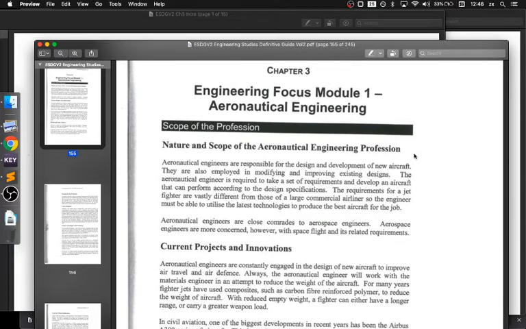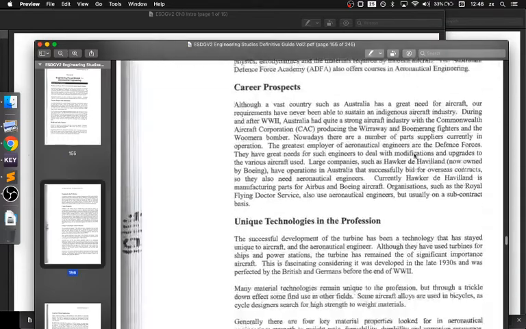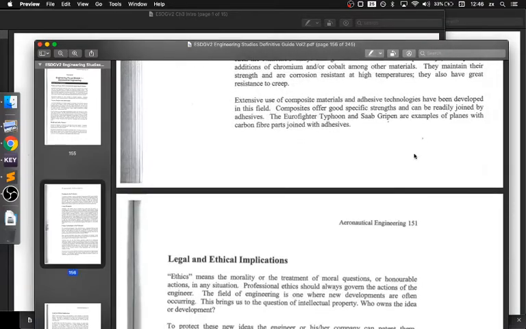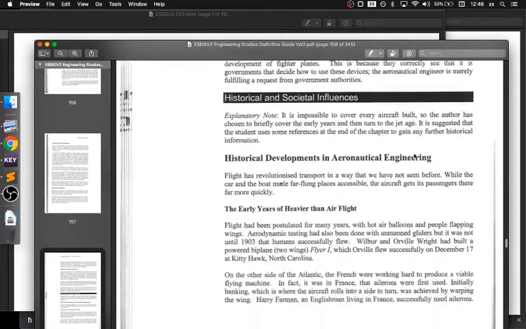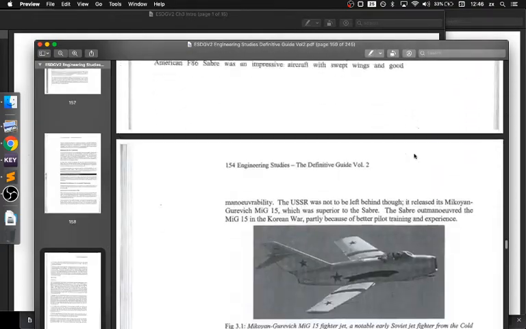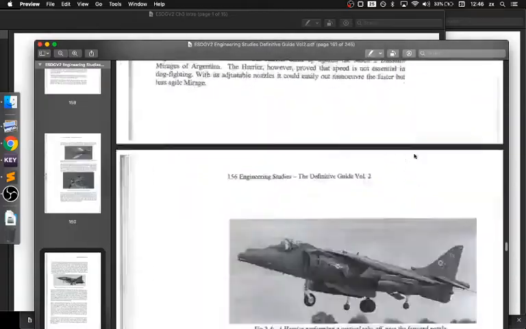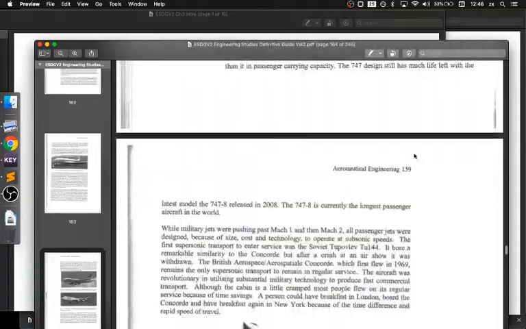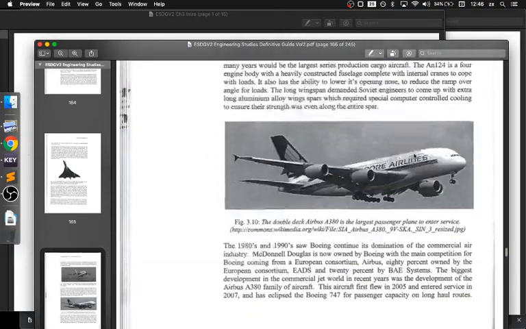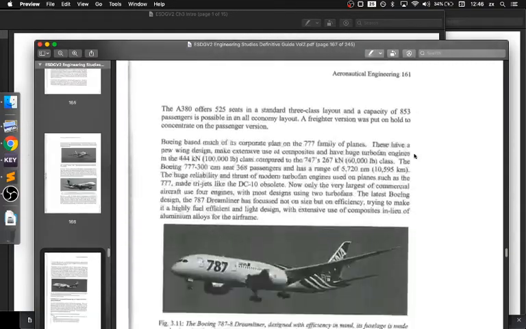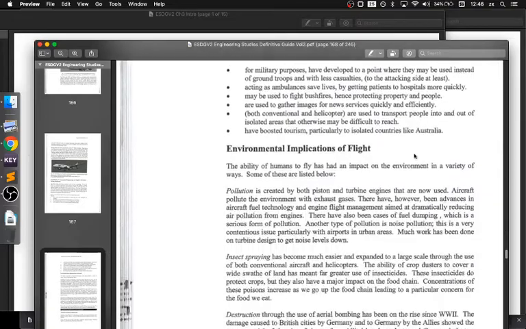We have the scope of the profession, which includes things like historical context, impacts of the innovation, legal and ethical implications, and the engineering profession. Beyond that, we then go on to materials. This is really where we're going to focus in today's lesson, on introductions, where we look at different planes through history.